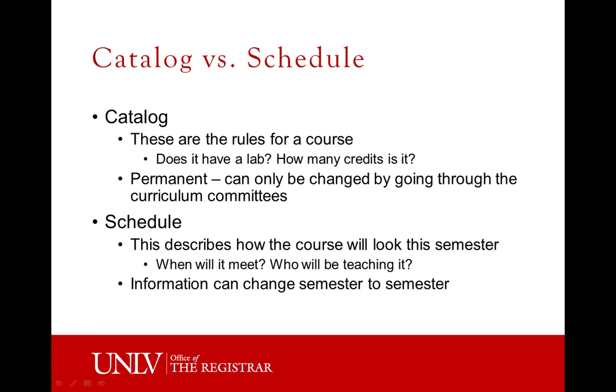When we're discussing the catalog versus the schedule, there are a few things to keep in mind. The catalog contains the rules for a course. It tells you whether the course has a lab, how many credits it's worth. These items are permanent and can only be changed by going through the curriculum committees.